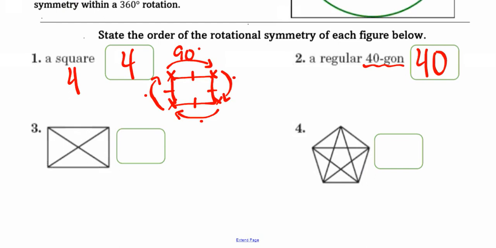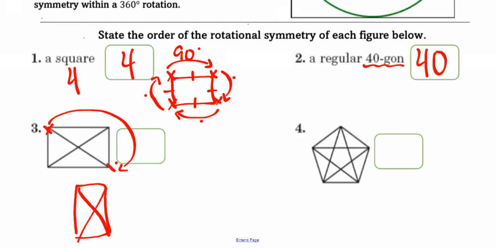Here we have a number 3. We have a rectangle where we have diagonals drawn. So we could rotate from here. If we rotate that 90 degrees, it really won't have the same orientation. It'll be standing upright. So 90 degrees actually doesn't work. But we could flip it halfway, where this point would flop over to that spot, and then we could flip it the rest of that. We could rotate it 180 degrees, and then 360, giving it an order of 2.